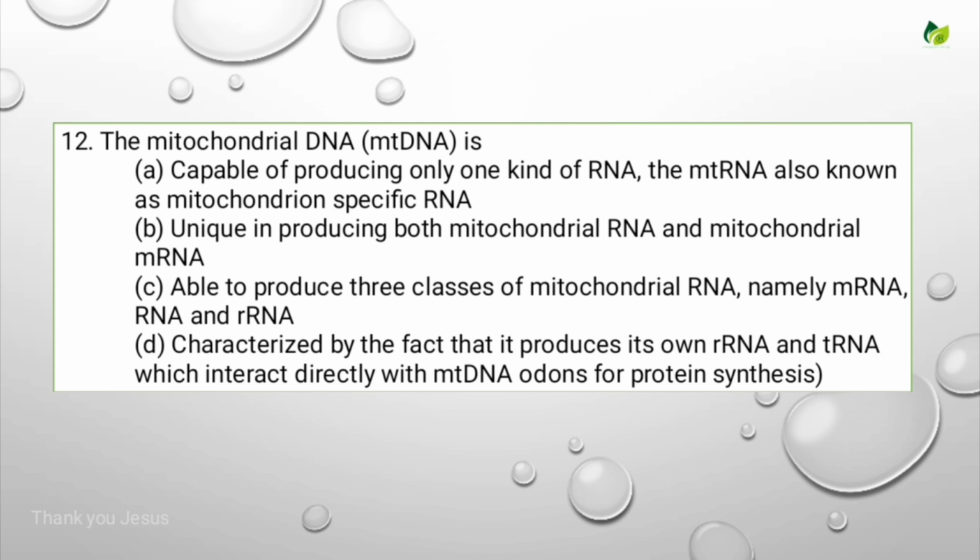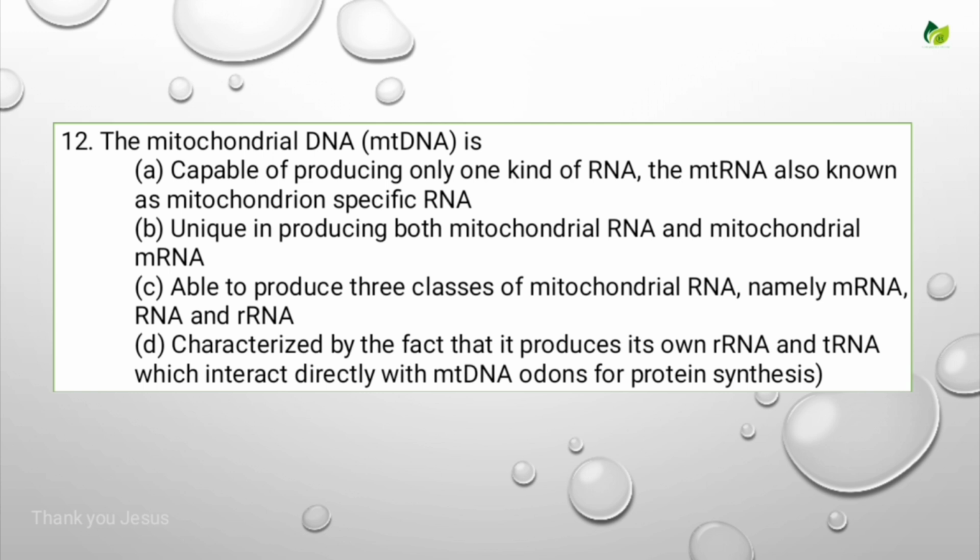Let's see the next question. The mitochondrial DNA, mtDNA, is. Options are capable of producing only one kind of RNA, the mtRNA, also known as mitochondrial specific RNA; unique in producing both mitochondrial RNA and mitochondrial mRNA; able to produce three classes of mitochondrial RNA, namely mRNA, rRNA, tRNA.